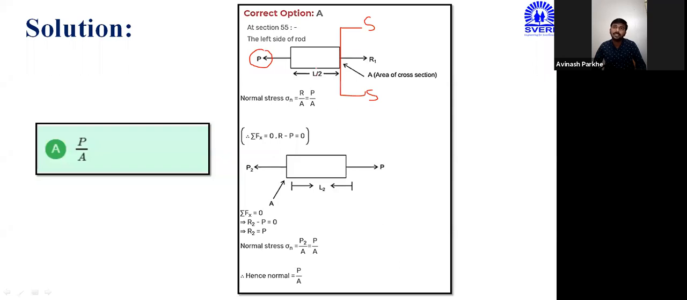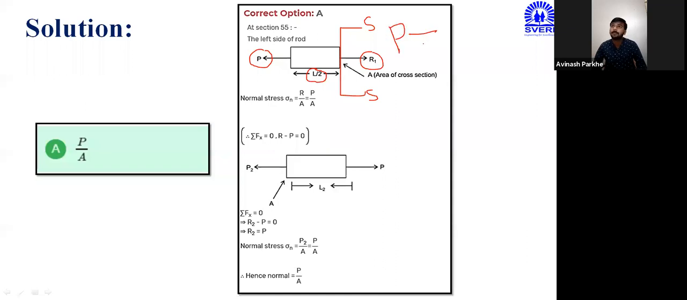Total length is L. Half section length becomes L by 2. So this P is present as it is at the left side, and whatever the force is developed at the central point will be considered as R1. What is meant by R1? R1 represents the resistance force developed at the central section. If the resistance force is not developed in the body, deformation will immediately take place. So now here, your capital P is equal to R1. Let us see.